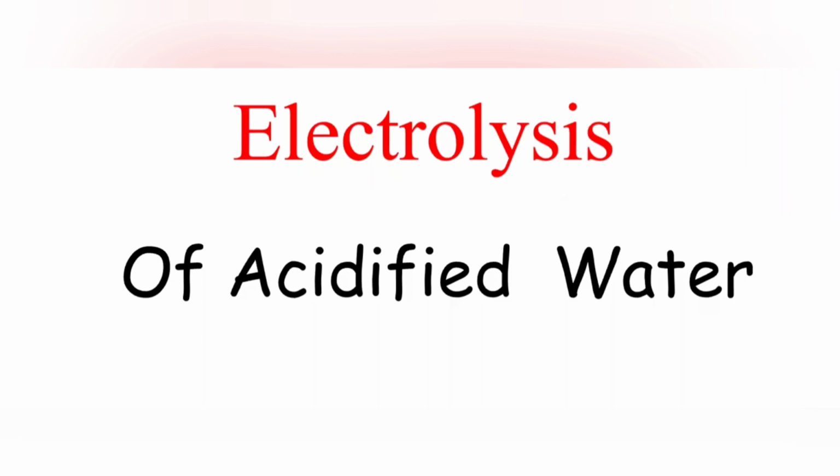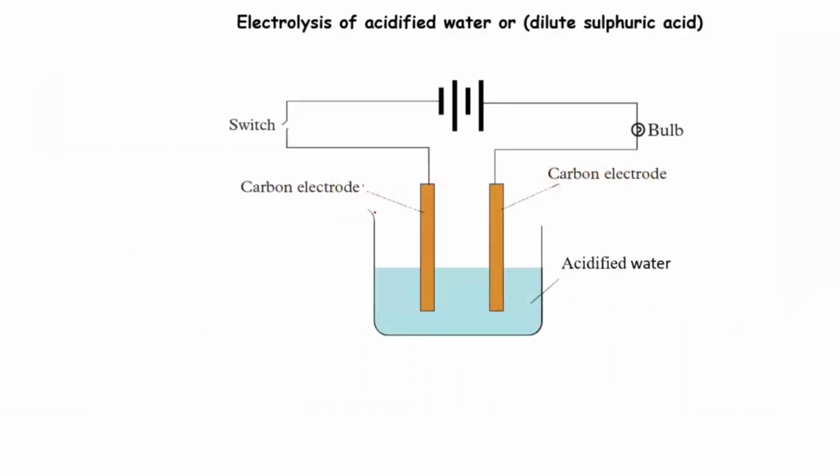Let's now look at the first electrolysis process today. It's electrolysis of acidified water. By acidified water, we mean water to which we added dilute or concentrated acid. An example is sulfuric acid.